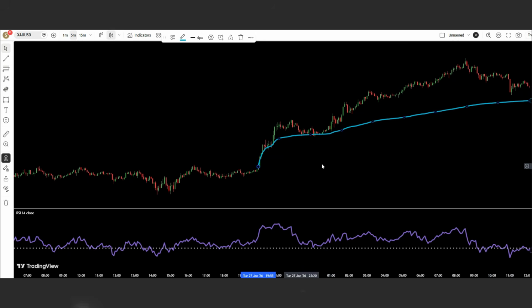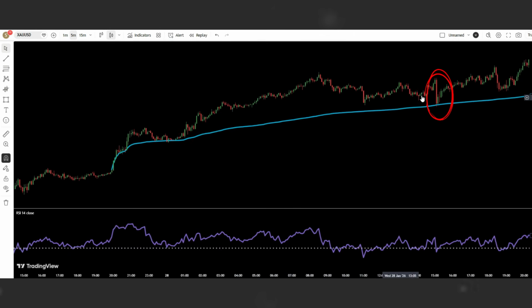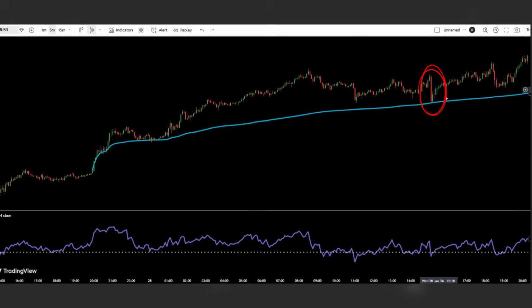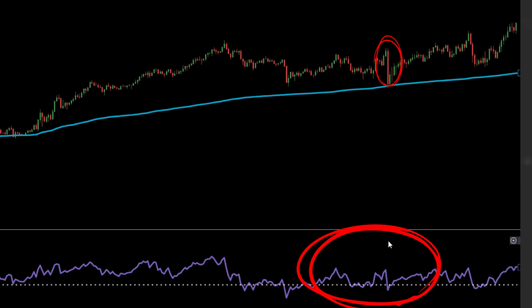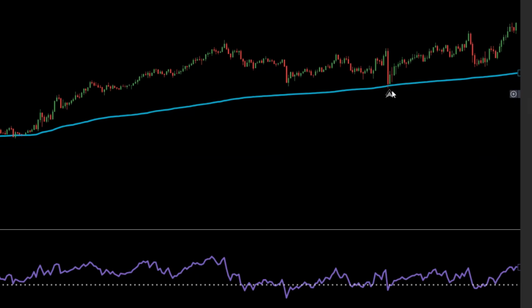Now watch how price pulls back toward this line. This is a healthy pullback in an uptrend. Next, check the RSI. It's above 50 and moving upward. Momentum is bullish. Now wait for a bullish candle to form near the VWAP. Here it is. This is our entry candle. We enter at the close of this candle.